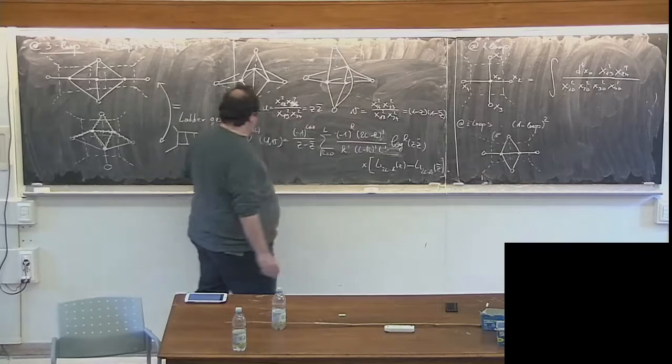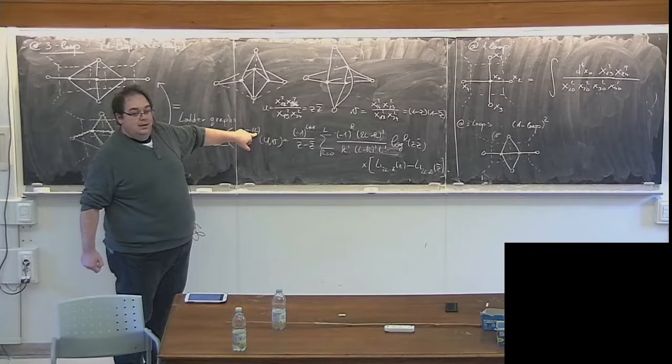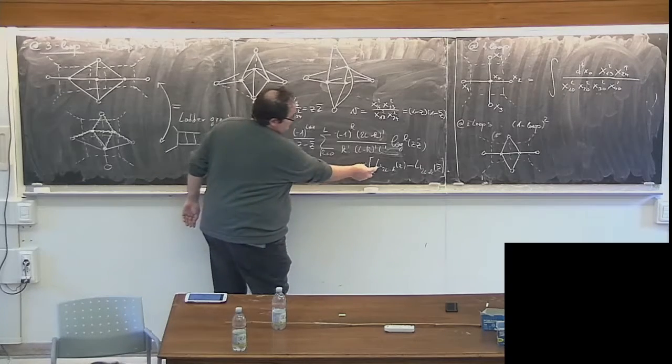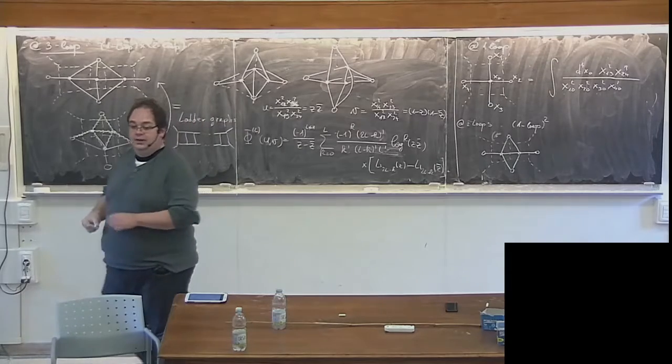One thing you can notice is that this is an L loop object in N equals 4, and we said that in N equals 4 the bound is saturated, so the weight must be 2L. And you see here that the weight is indeed, so I have Li 2L minus k times log to the k, so the bound is indeed saturated.